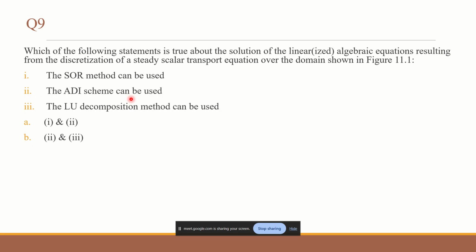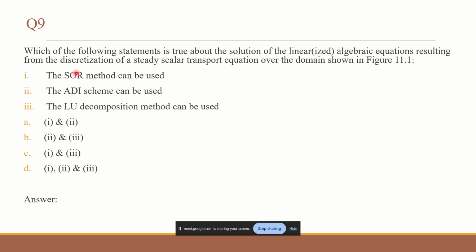This is a true statement because it is a normal, basic method which we can use in any problem. So LU decomposition method can be used. So 1 and 3 is the right answer. Given the options, we have option A 1 and 2, option B 2 and 3, option C 1 and 3, option D 1, 2 and 3.